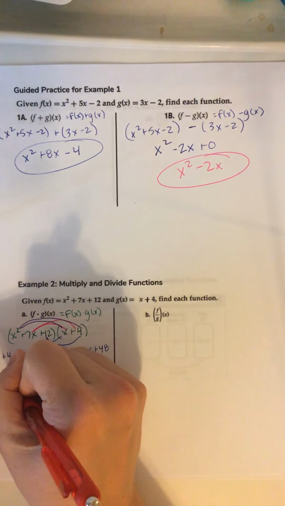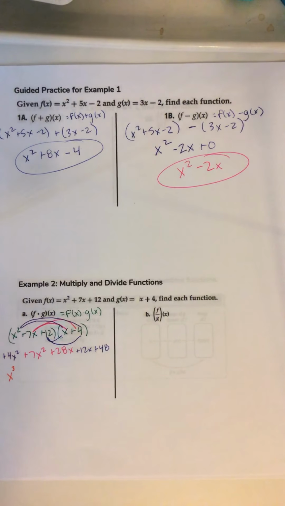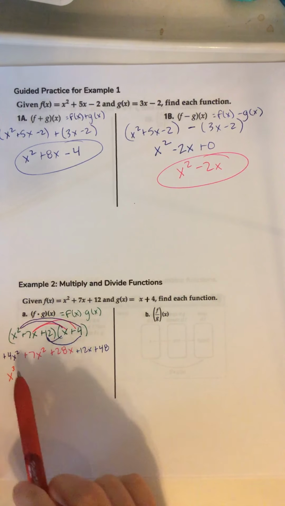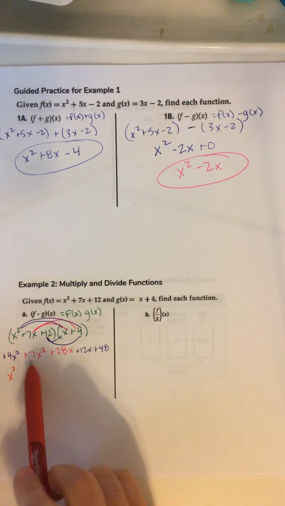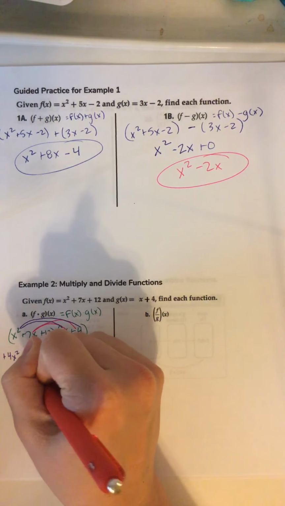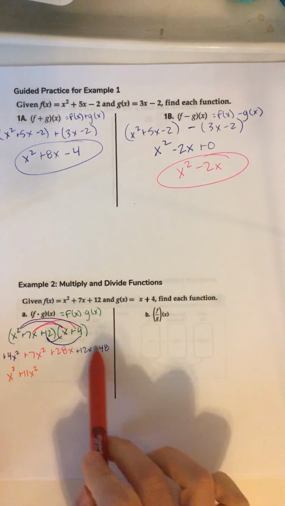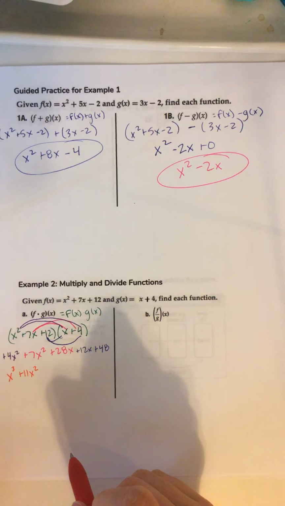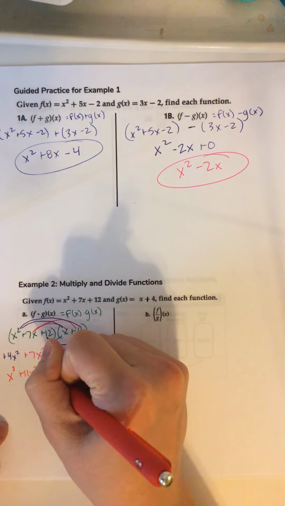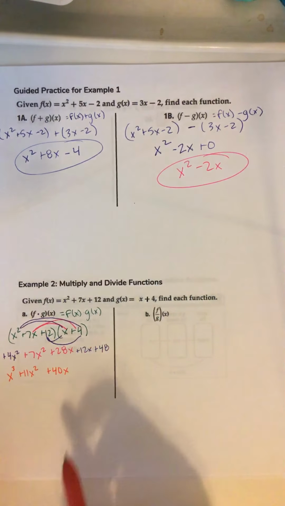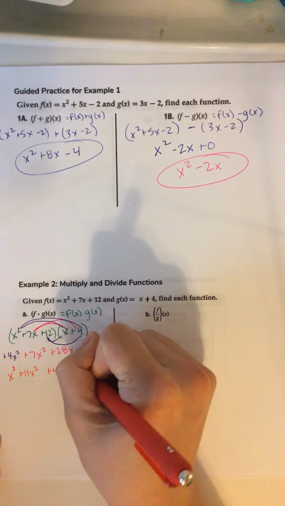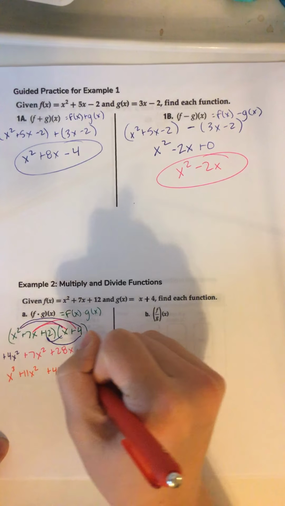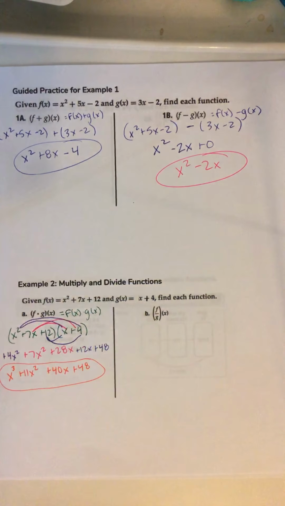Nothing else goes with the x cubed. So we got an x cubed there. And then we got 2 x squared terms here. 4 plus 7 is going to give me plus 11x squared. Right here, 28 plus 12 is going to give me 40. So then plus 40x. And then plus 48 at the end. Nothing else to combine there. And there's our final answer.